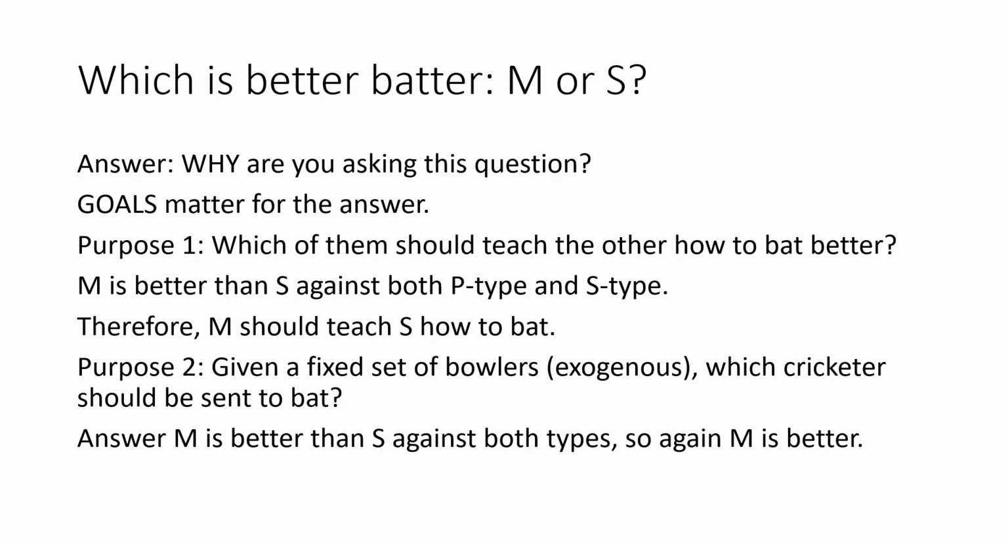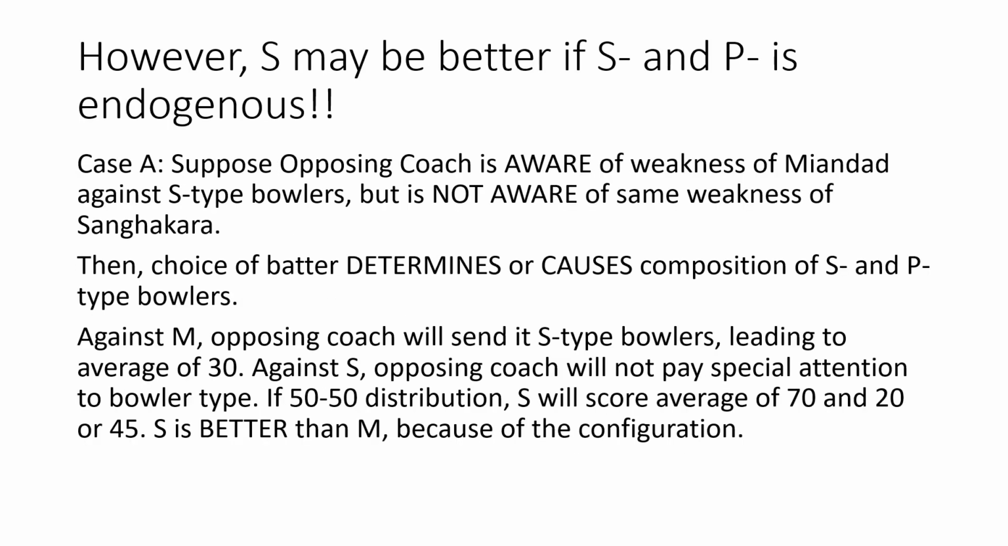But the second purpose is that given a fixed set of bowlers which is determined in advance, so in this match you know that 5 of the overs will be dealt with by pace bowlers and the other 5 by spin bowlers. As long as this is exogenous, that it is chosen independently of the batter, Miyandad would be the better of the two because he is better against both types. But this is not invariant, as we will see. If the choice of bowler depends on the batter, then the answer may change.